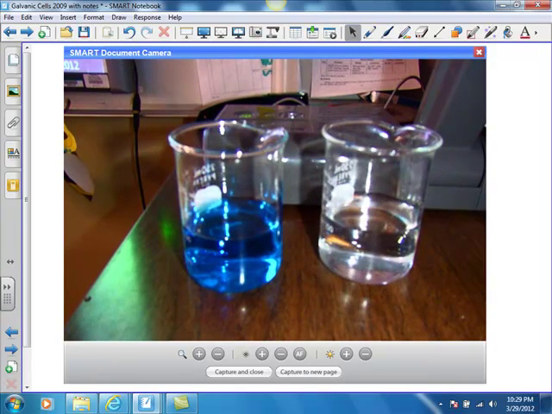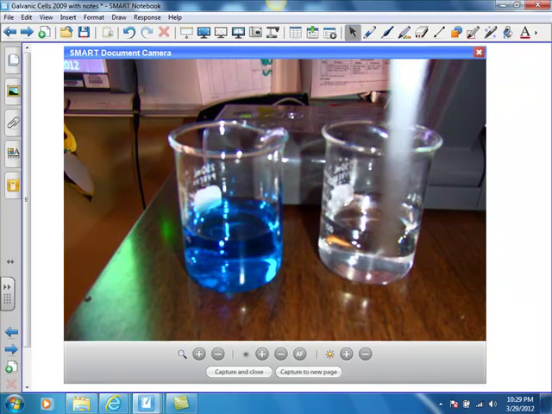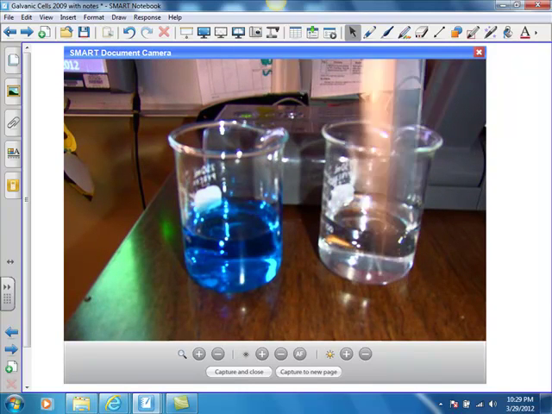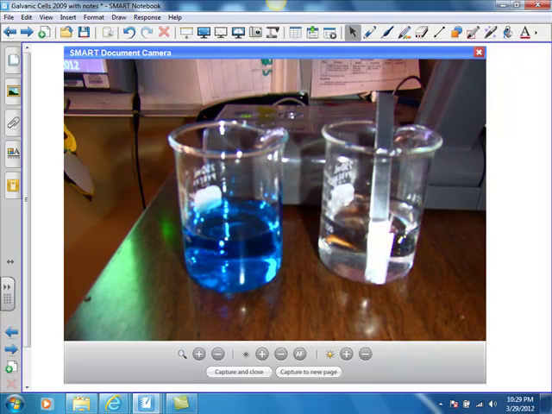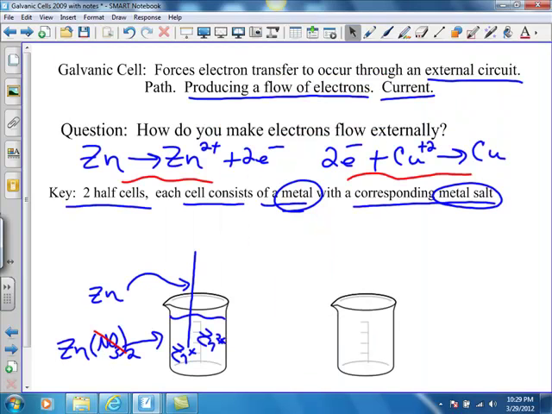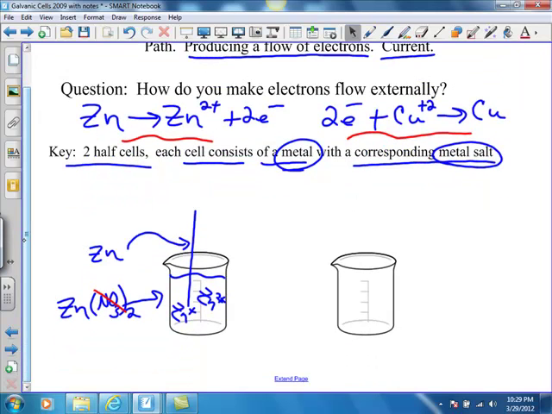Now, the beaker on the right is a solution of zinc nitrate, and I'm going to place into that zinc nitrate a piece of zinc metal. Believe it or not, that's one half cell. It's not doing much right now, but it's a half cell. By our definition, a half cell is a metal with its corresponding metal salt in aqueous solution.